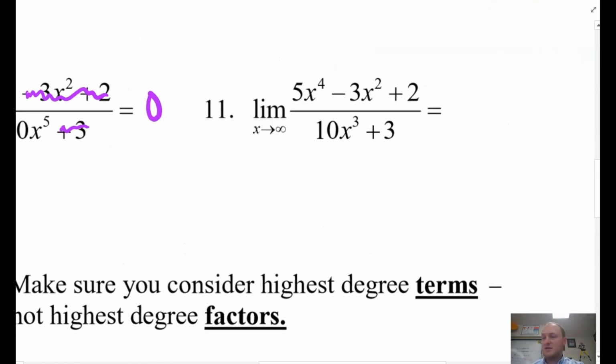Now we have the case where we have the limit as x approaches infinity, and we have 5x to the fourth, again, we don't care about any of these terms here, over 10x to the third. So my numerator is bigger than my denominator. In this case, our limit does not exist, or it's going to go to positive infinity. That numerator is going to dominate, and as I approach infinity, it's going to blow up towards positive infinity.